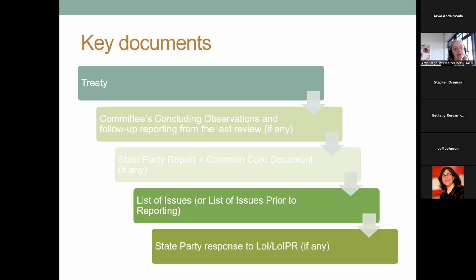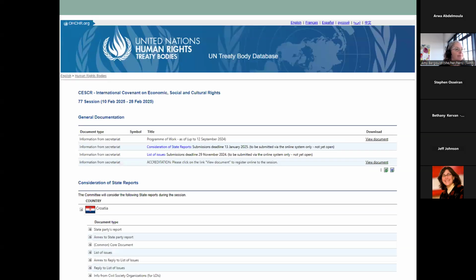Those are the primary documents you're going to focus on for these particular reports, and we're going to try to hook our issues to what's in the list of issues and the response to the list of issues to the extent we can. If not, we're going to still try to wedge it in, but the primary structure that we're going to use is the LOI and the LOI-PR for framing our arguments.